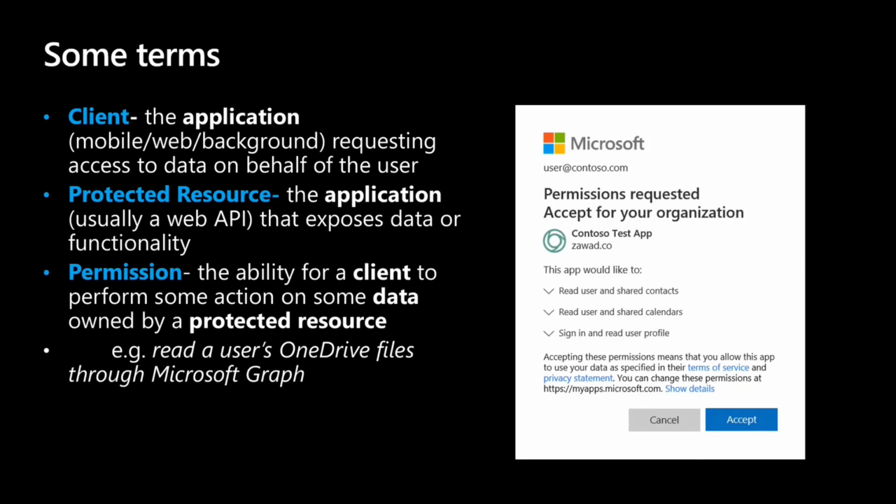So what does it actually look like? This picture here on the right is what the end user experience looks like. We have a Contoso test application. It wants the ability to read the contacts, read the calendar, and be able to read the user's profile. And the end user here has the ability to accept this grant or actually deny this grant.